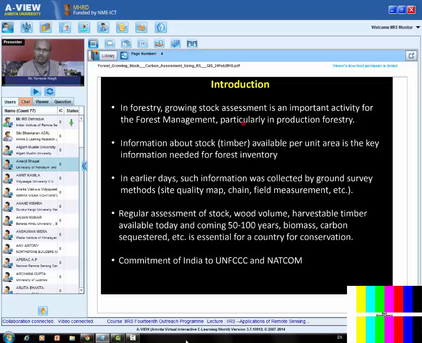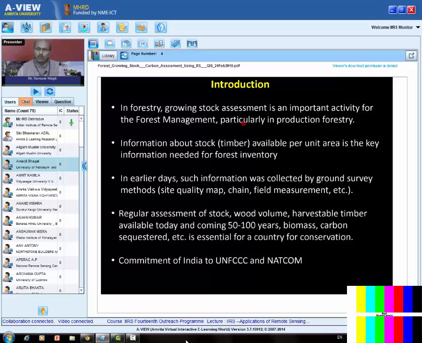And the information about the stock, that is the timber available per unit area, is the key information which is required for the forest inventory and for the revenue generation to the government. In earlier days, such information used to be collected by ground surveys.